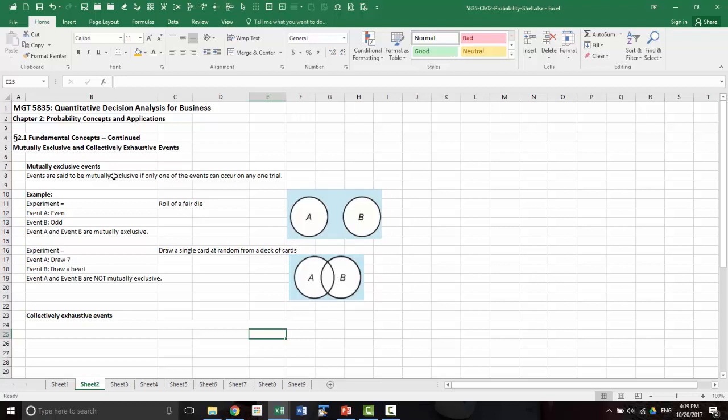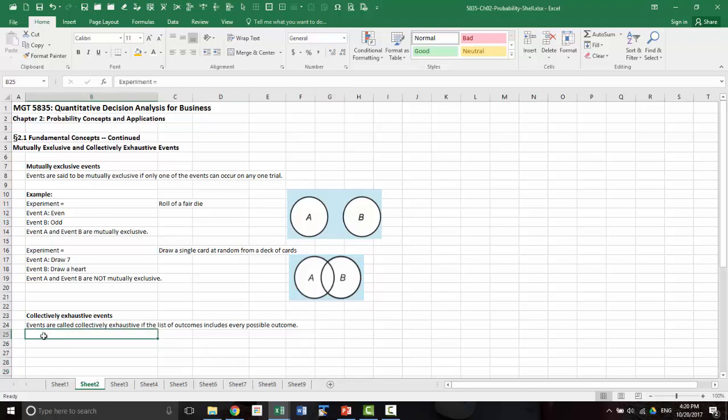Now the second concept here is collectively exhaustive. That means in collection, when you put all the events together, they cover all the possibilities in the sample space. Events are called collectively exhaustive if the list of outcomes included in all the events covers all the possible outcomes.